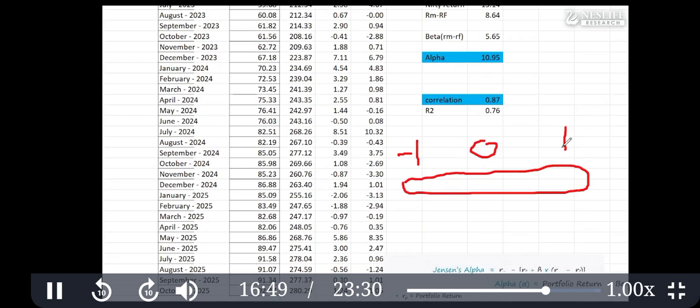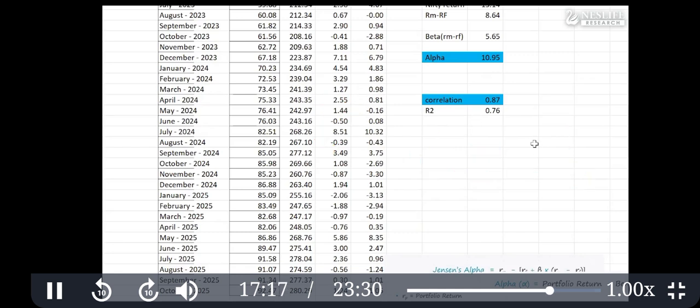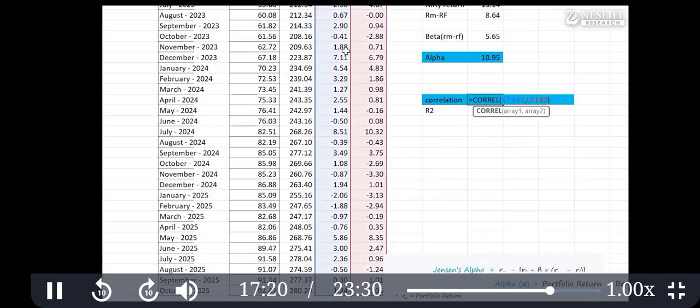Most stocks have a correlation of 0.8, 0.9 because they move together. But gold moves in the opposite direction to stocks, and that is called negative correlation. That means if stocks are going down, gold goes up over a long period of time. So it has a negative or lower correlation. Correlation is very important in portfolio diversification. But here you just understand how it is calculated. It's very simple. You just take the correlation function and take the inputs of portfolio and index.